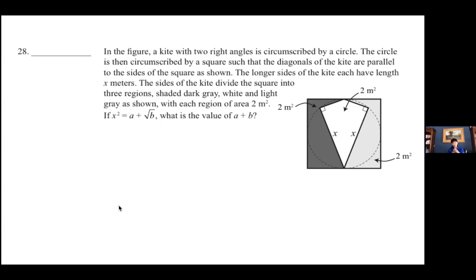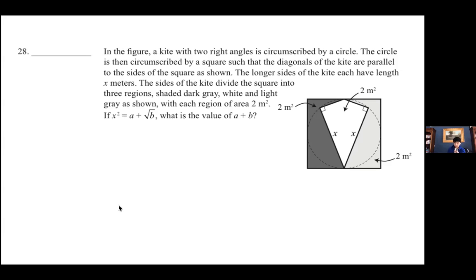This is a geometry problem. So in the figure, a kite with two right angles is circumscribed by a circle. The circle is then circumscribed by a square such that the diagonals of the kite are parallel to the sides of the square as shown.